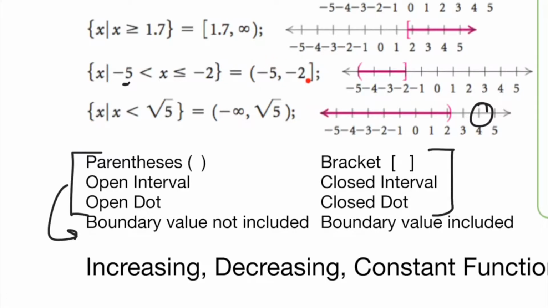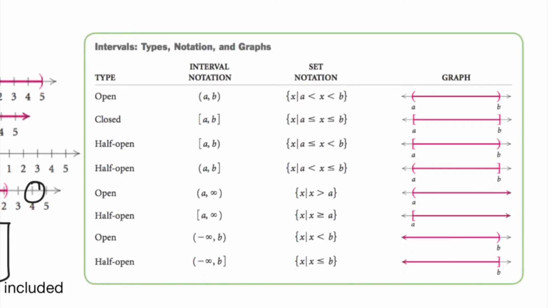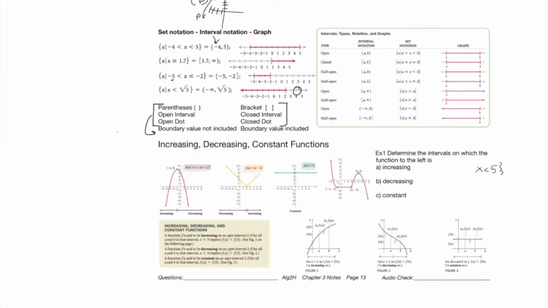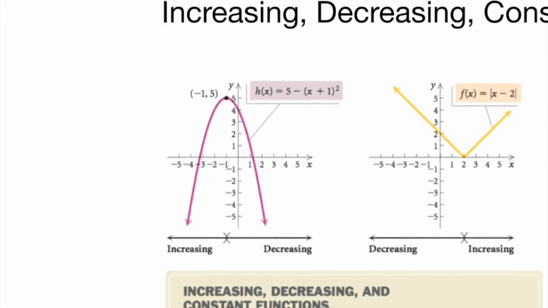Half open, half closed. So in general, you've got a kind of a ruled chart over here. This is interval types, notations, and graphs. This is what it looks like. These are all the different possibilities and what they could look like on a graph. Increasing, decreasing, constant functions. So here's what it means for a function to be increasing.